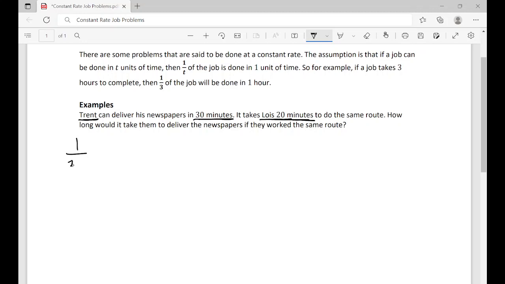So since we're dealing with fractions, and we have 30 and 20, we can say that Trent can be represented as 1 over 30. Lois can be represented as 1 over 20. And if they work together, if we add their work together, we're going to get 1 over t, which is the job being done.